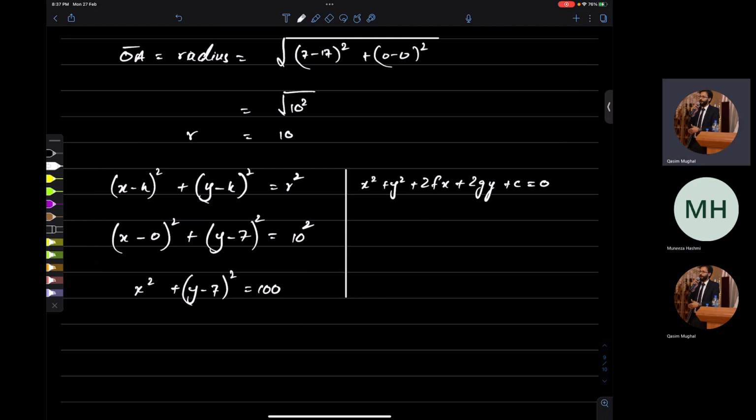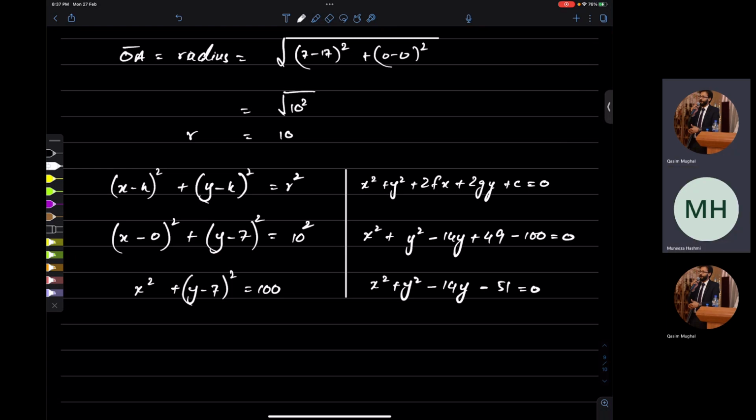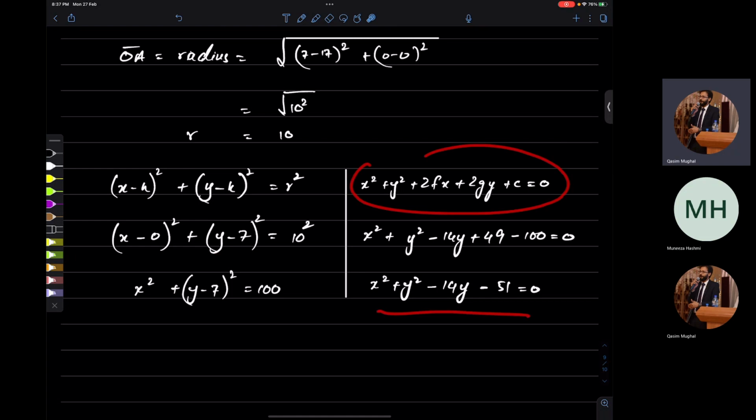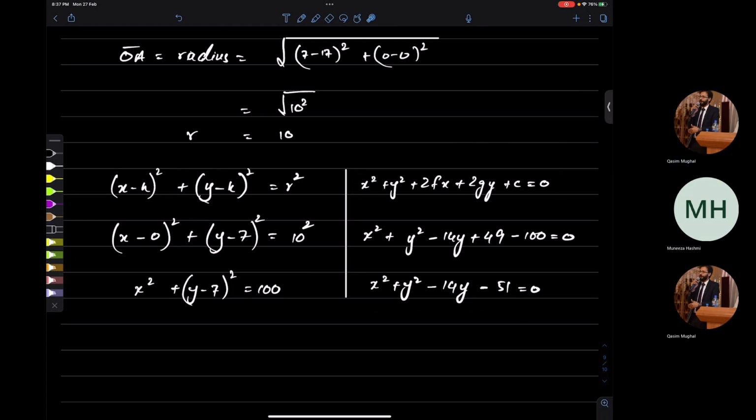So you'll be doing x squared plus, then you expand (y minus 7) whole squared, which is going to give you y squared minus 14y plus 49 minus 100 equals 0. At the same time, I brought 100 to the left hand side as well. So x squared plus y squared minus 14y minus 51 equals 0. So if you want to put the equation in this format, this is how you'd be doing it. Is this clear?